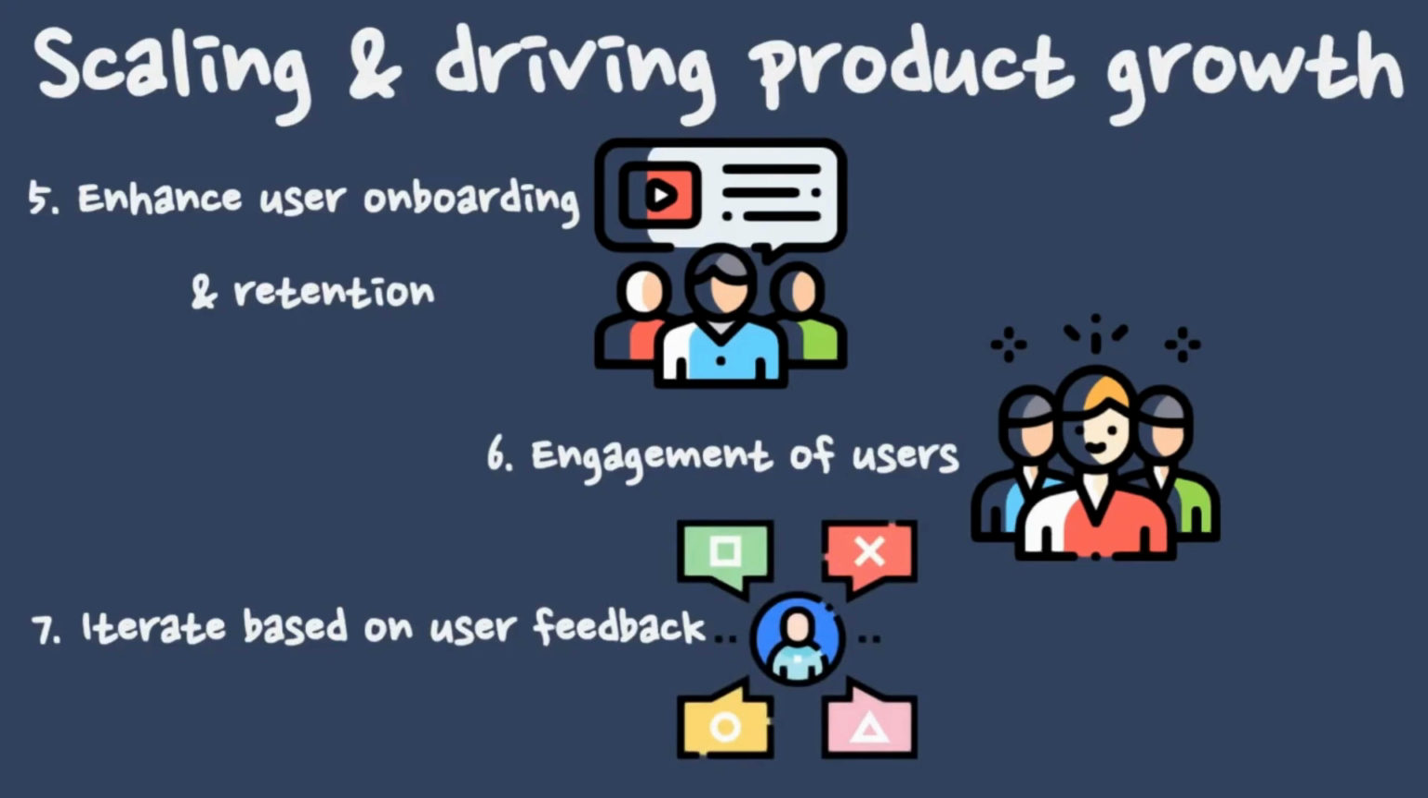Number 7. Iterate based on user feedback. Continuously gather and analyze user feedback to identify areas for improvement. Use user testing to gain insights into pain points or desired features by actively listening to user suggestions. Monitor customer support interactions and also monitor customer needs. Consider your growth goals and user needs when prioritizing and implementing changes.